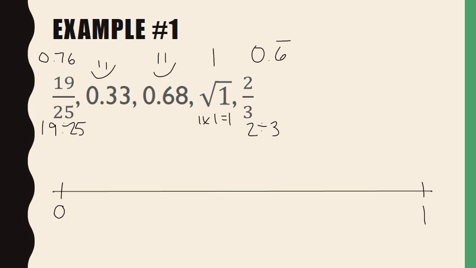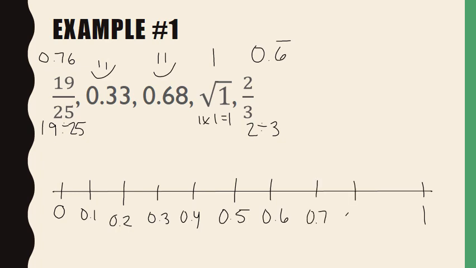Now we're really zoomed in here, so we should mark some things in the middle. The very middle is 0.5. I'm actually going to go ahead and mark all of my tenths places. So I'm going to put 0.1, 0.2, 0.3, 0.4, 0.5 stays in the middle, 0.6, 0.7, 0.8, 0.9.